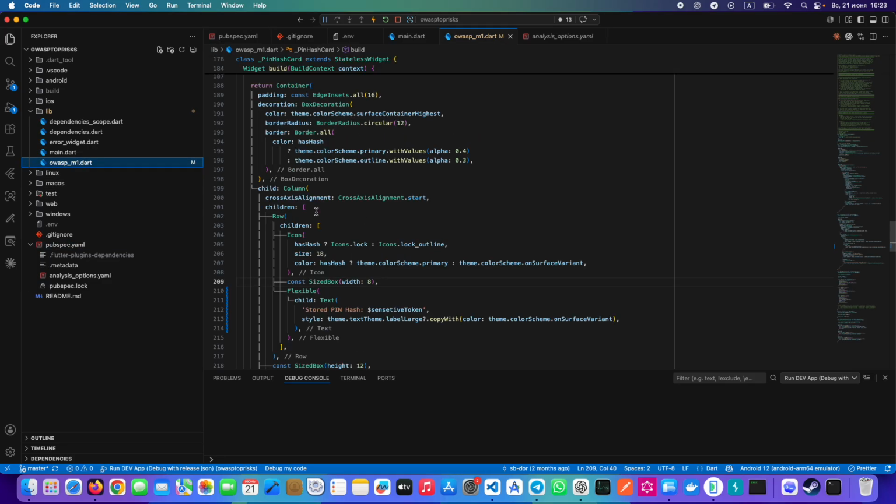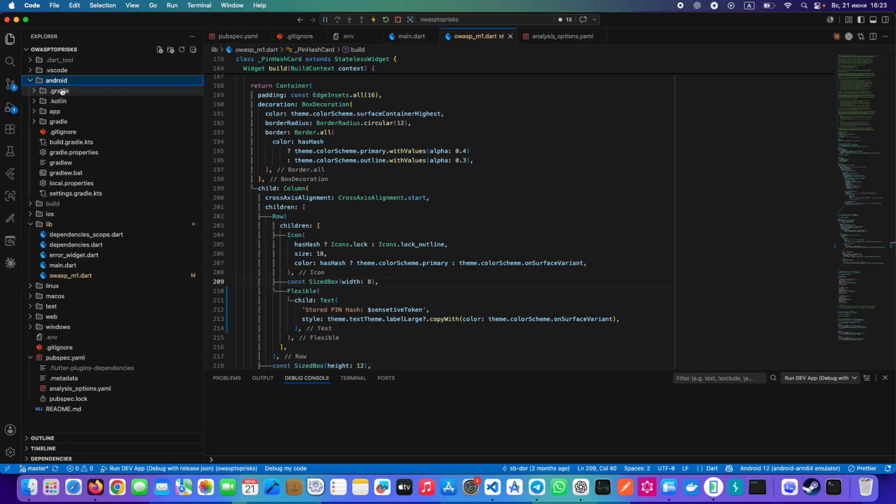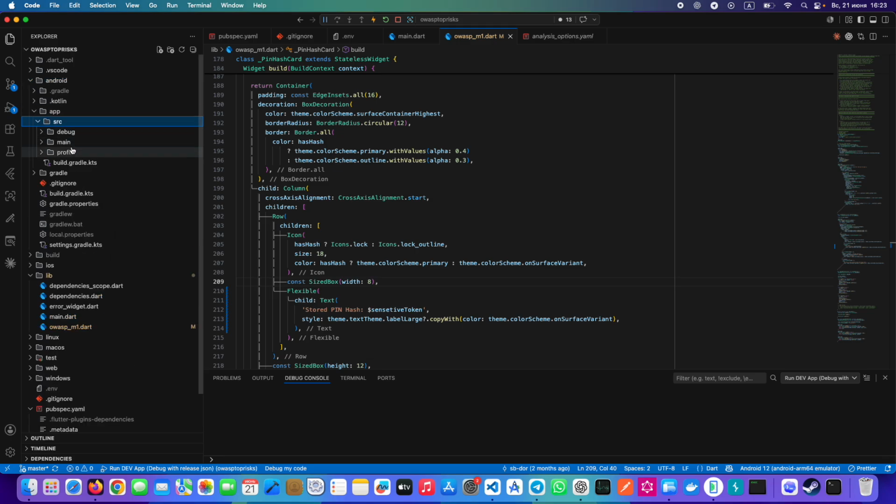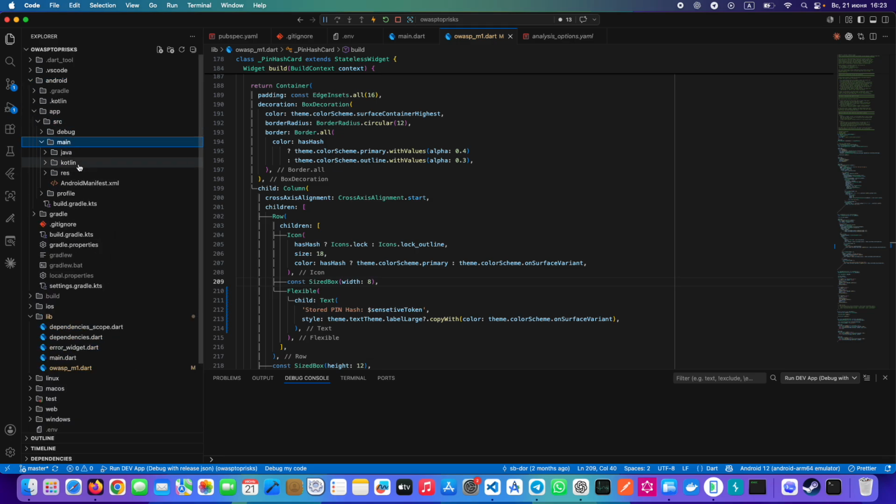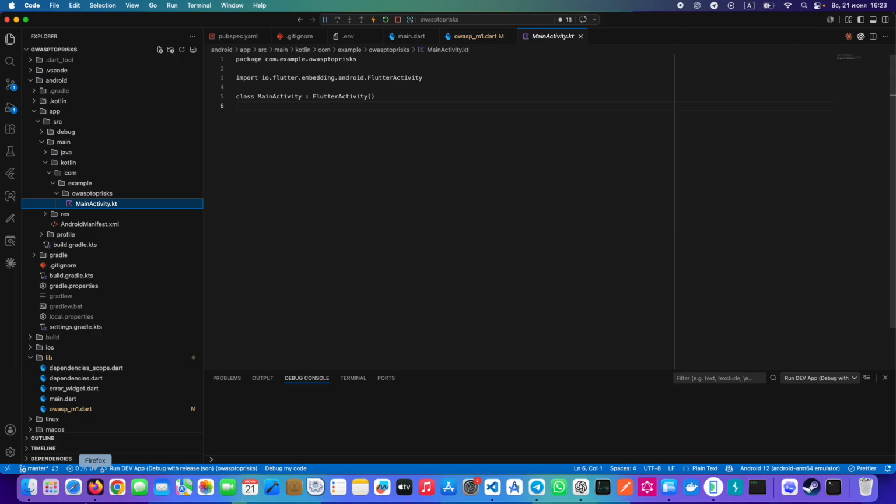So if you go to the Kotlin MainActivity and write down a very interesting thing here, for example, let's write down this stuff. Let me show you. Just a second. Okay.